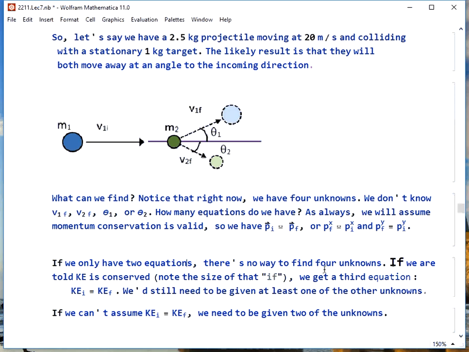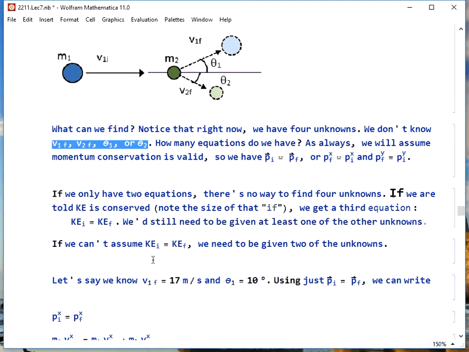If we're told kinetic energy is conserved, and this is a giant if, that would give you a 3rd equation. You'd still need to be given one of these 4 unknowns, or nobody could solve it. If you can't make that assumption, if you weren't told that this is an elastic collision, then you have to be given 2 of the unknowns.